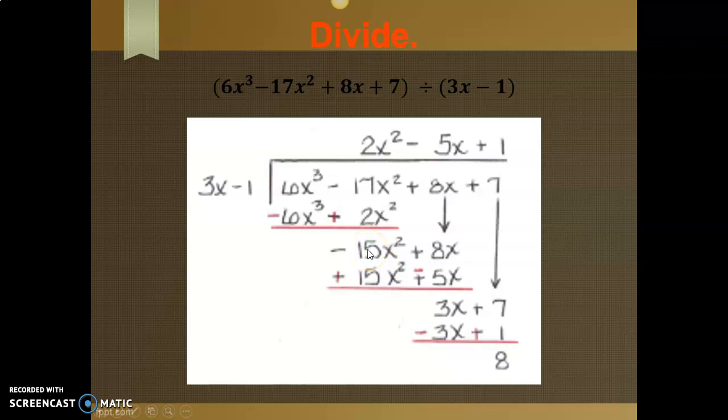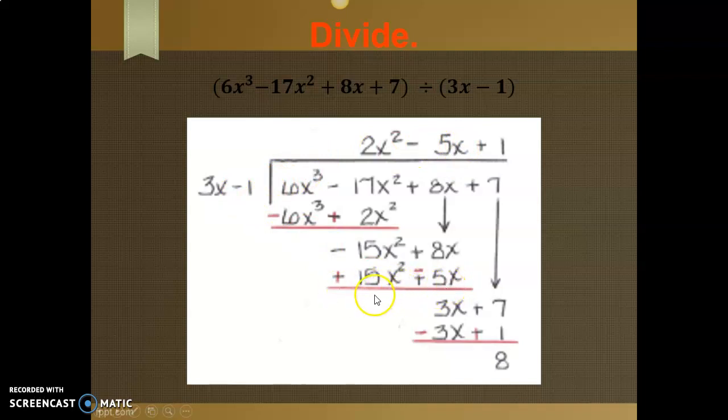Then we start the division process all over. How many times can 3x go into negative 15x squared? We know that 3 times 5 gives us 15, but we have a negative, so we'll have to have a negative 5. Then we have x here, but we have x squared here, so we need an additional x. That's where this comes in. So we have negative 5x times 3x gives us a negative 15x squared because of this negative. And then a negative 5x times a negative 1 will give us a positive 5x.